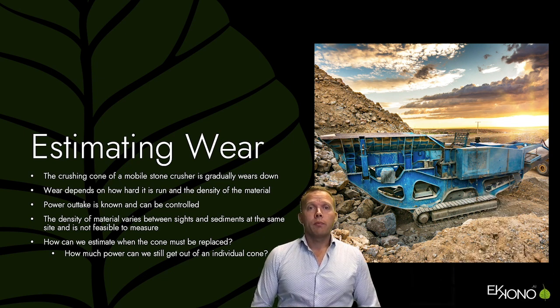Let's start with an example. Imagine that we have a heavy piece of machinery with some wear parts that are gradually worn down. Here we'll take the example of a stone crusher, which is used in mines and on construction sites. Naturally, the crusher is under heavy wear, and the mantle that the stones are crushed against is gradually worn down and eventually needs to be replaced, which is a quite time-consuming procedure. However, the frequency for how often the mantle needs to be replaced depends on the hardness or the density of the material it is crushing and how hard the machine is run.